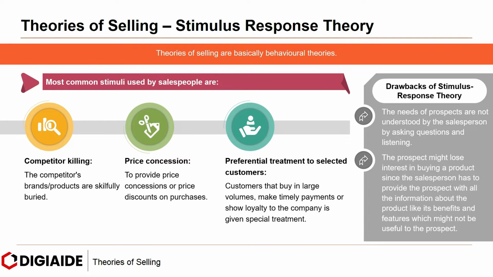There are some drawbacks of the stimulus response theory. First, the needs of the prospect are not understood by the salesperson by asking questions and listening. And second, the prospect might lose interest in buying a product since the salesperson has to provide the prospect with all the information about the product, like its benefits and features, which may not be useful to the prospect.